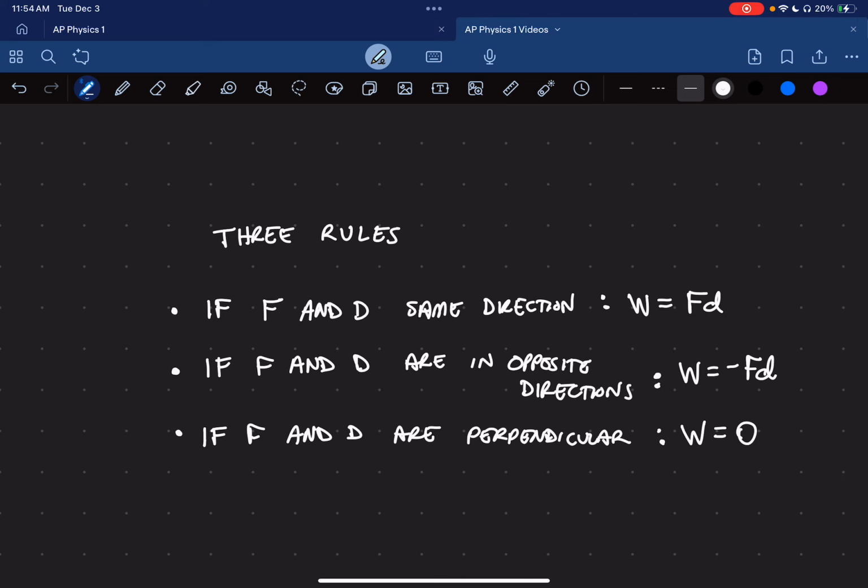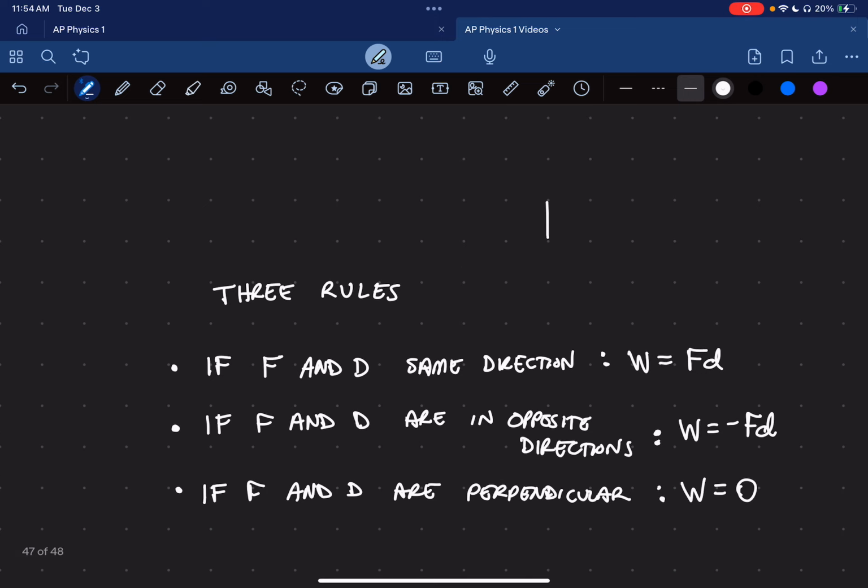For this, I might just give an example here. Let's say we have some object which has weight mg. Let's say it has a normal force. Let's say we are pushing it, Fp, and let's say it's on a surface, so there is some friction.